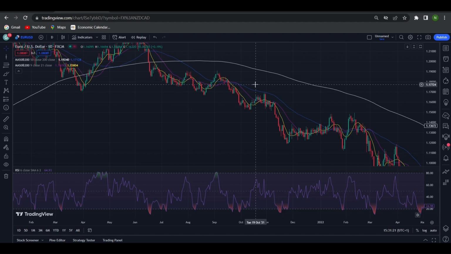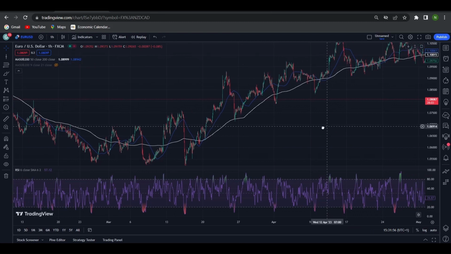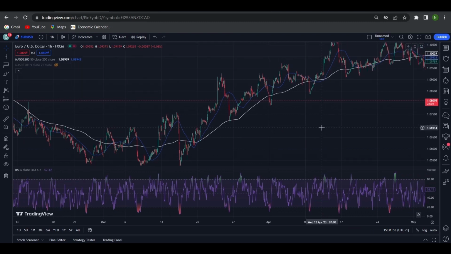If, let's say, the daily is signaling for a short and the hourly is signaling for a long position, we won't be getting into a trade. So both of these need to be lined up. So let's have an example of how the strategy looks and what you should be looking at.